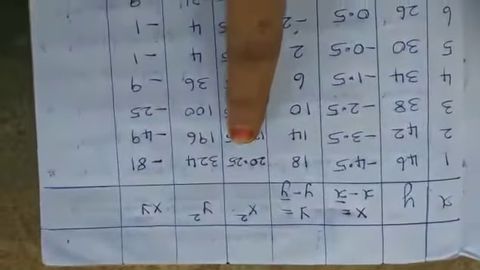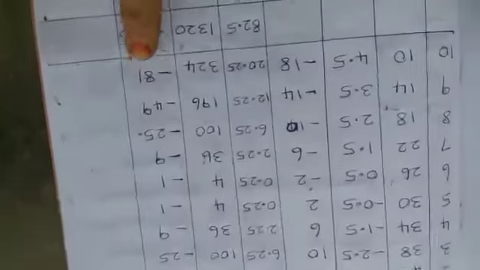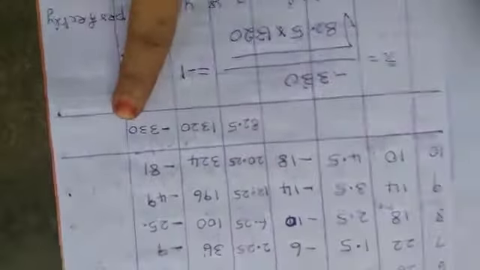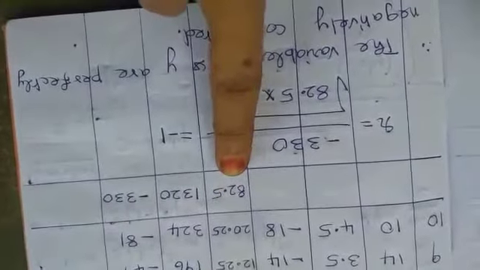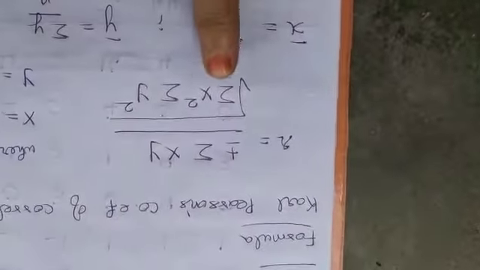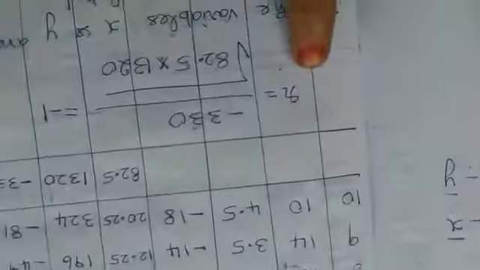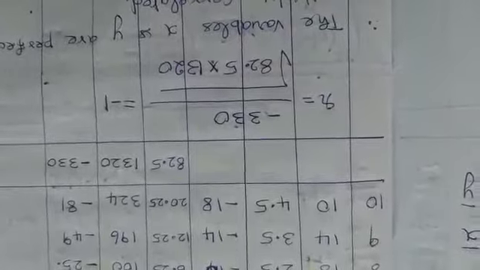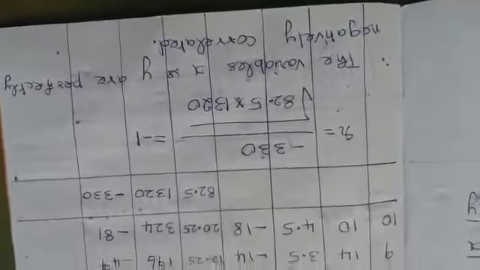So now we have found out x squared, y squared, then x into y. All the values we have calculated, and the summation of all the values I have found out in the same way. So sigma xy is minus 330, sigma x squared is 82.5, sigma y squared is 1320. Substituting in the formula, r is equal to plus or minus sigma xy divided by root over sigma x squared into sigma y squared. So r is equal to minus 330 divided by root over 82.5 into 1320. Simplifying, you will be getting minus 1. So here the r value is minus 1.